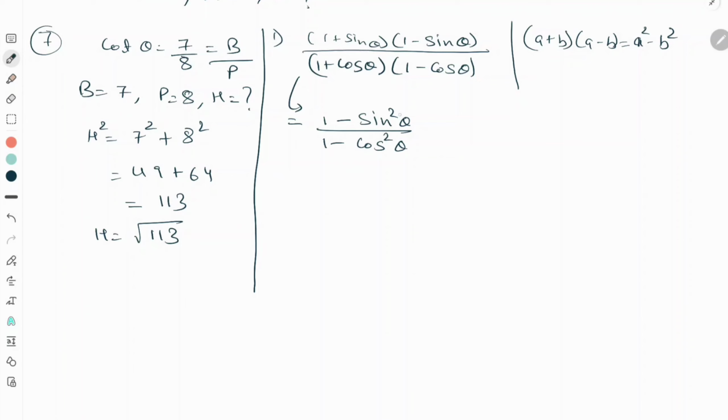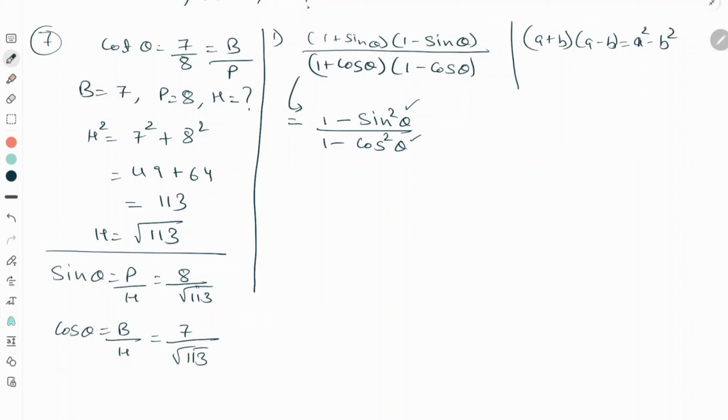Now we have to find the value of sine and cos. So the value of sine is P by H, which is 8 by root 113. Similarly, cos theta will be base by H, which is 7 by root 113. Now we just have to put the values in this equation. So it will be something like this.